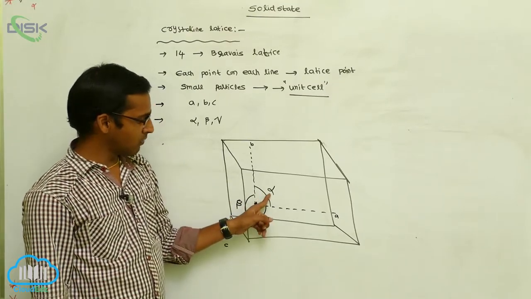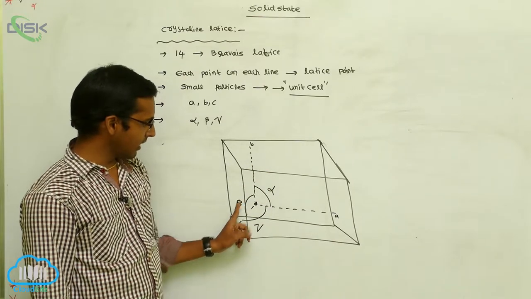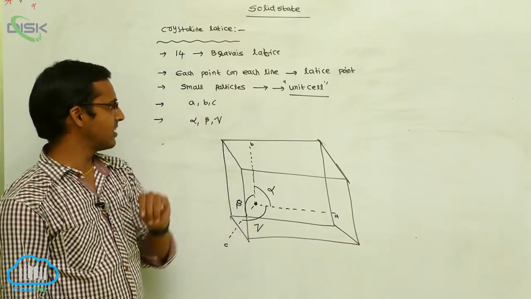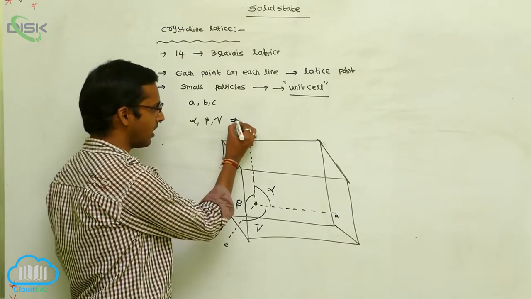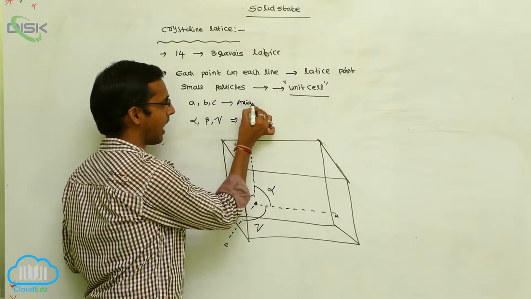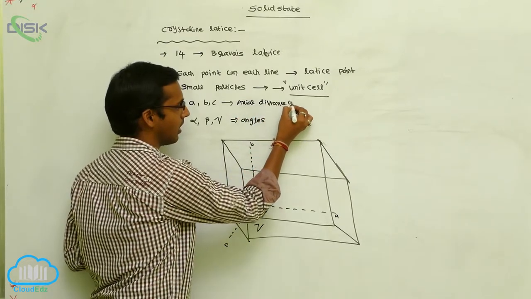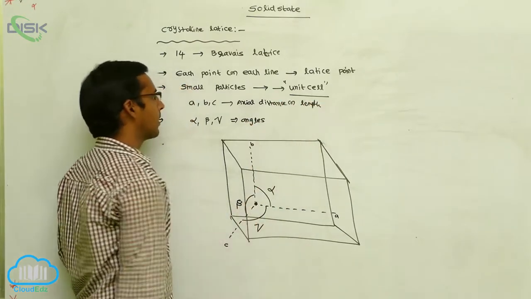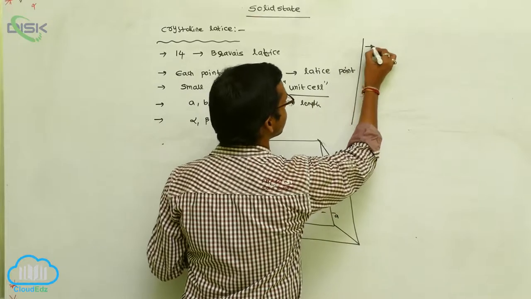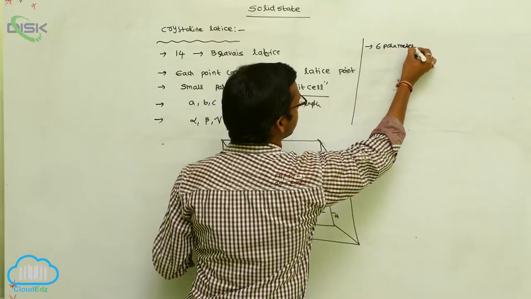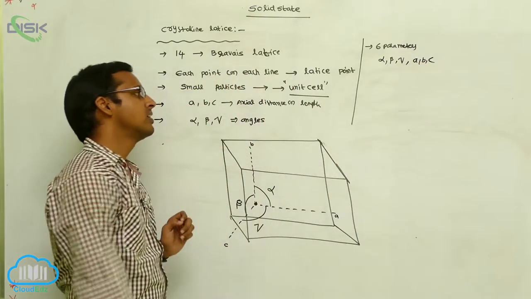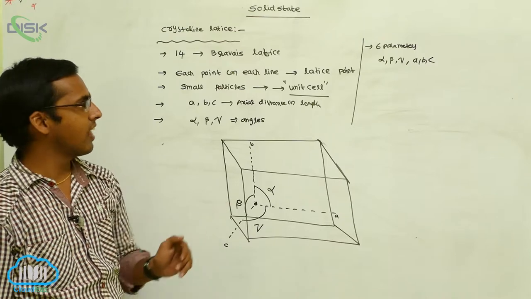The alpha angle is in between A and B, the beta angle in between B and C, and the gamma angle in between A and C. Here three angles and three axial lengths are there. The three angles alpha, beta, gamma are called axial angles, and A, B, C are axial lengths or axial distances. So in a crystalline lattice, there are a total of six parameters: alpha, beta, gamma, and A, B, C. Three angles and three lengths.